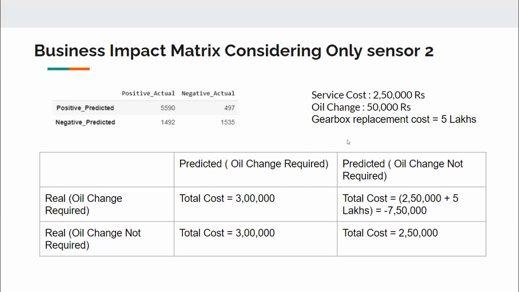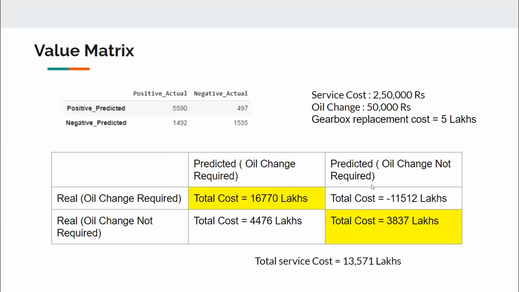So which is going to be fetching with 3 lakhs of amount. And for the total cost, if I'm not going to change anything, only the normal servicing is done, so 2,50,000 rupees has to be spent. So this is with respect to the business impact matrix. And the next thing is I wanted to get the actual inference of the value, so just multiplying with the confusion matrix.